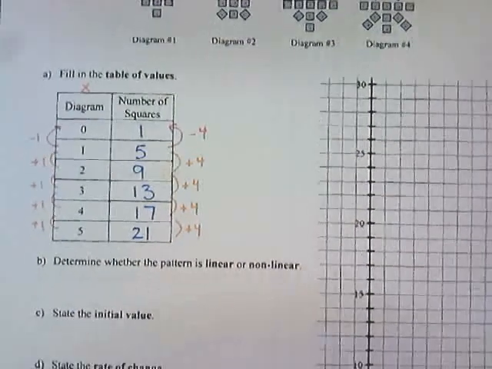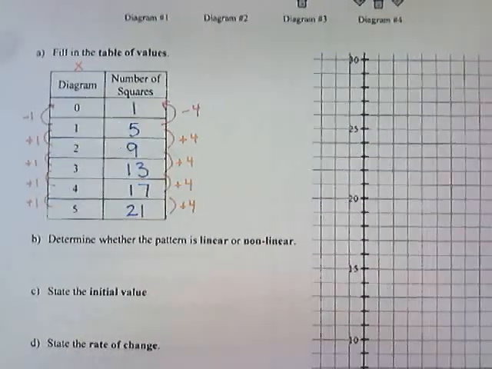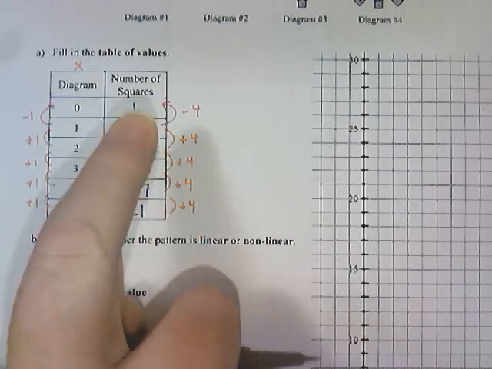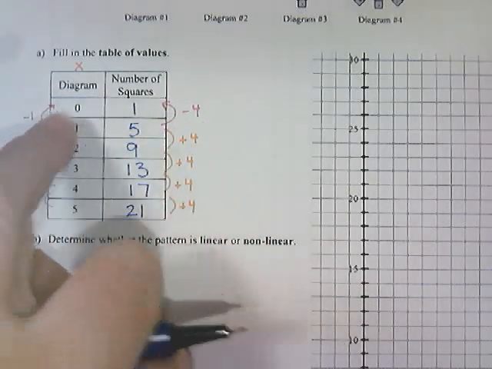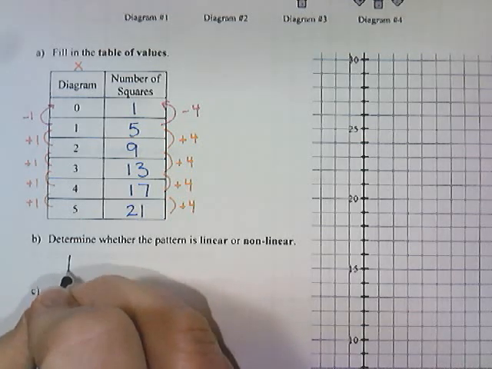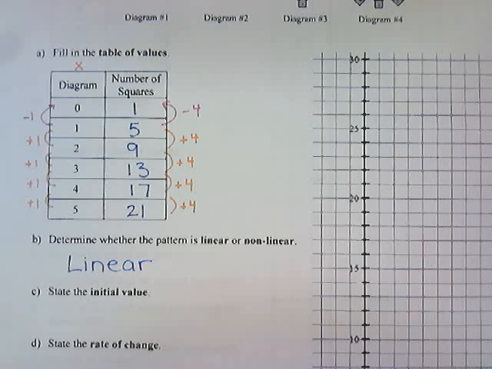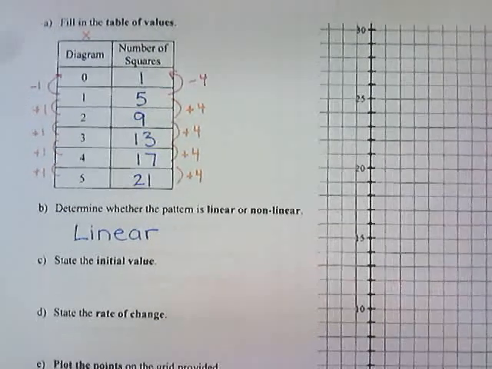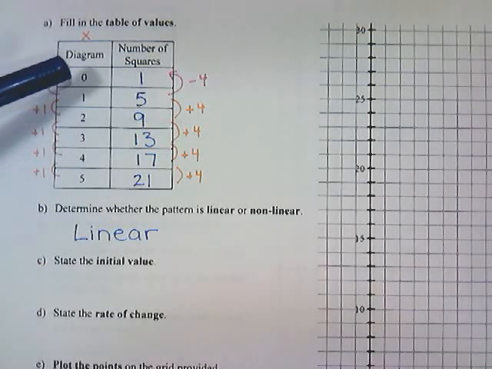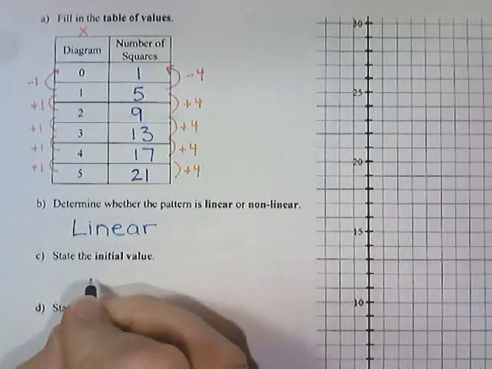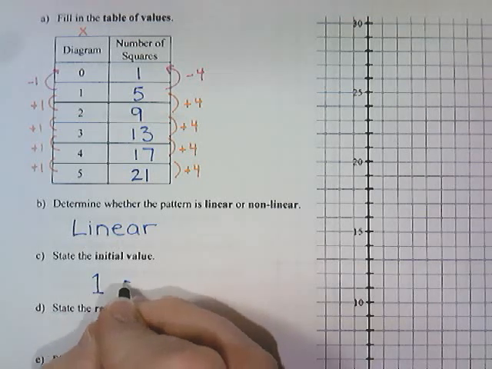Okay. So it says, determine whether the pattern is linear or nonlinear. This is linear because the differences are the same on each side. So these I'm not including because that was just me working backwards. So I'm going to say this is linear. All right, state the initial value. The initial value is term 0. So my term 0 or diagram 0 had 1 square. So my initial value would be 1 square.